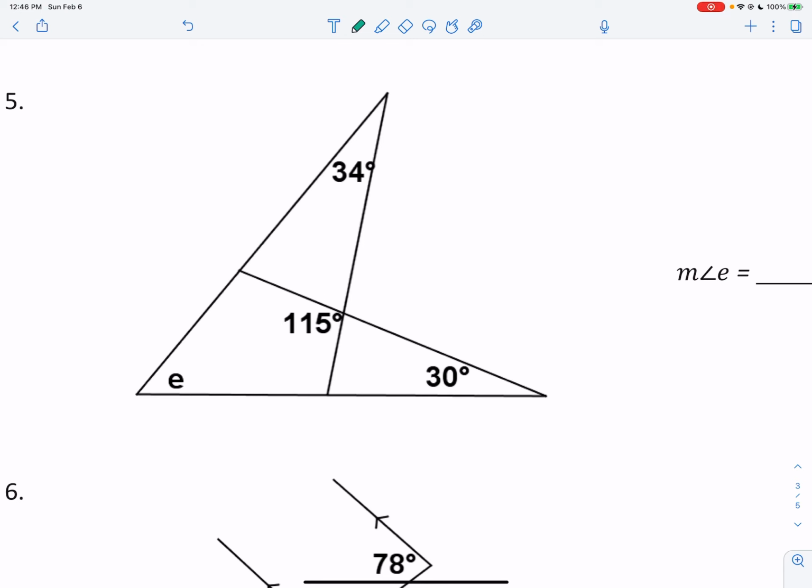So let's do that. Let's figure out using a linear pair with those two angles to figure out what this is. I'm going to call this X, I'm going to call this Y, I'm going to call this Z, just because I like doing that. You don't have to do that at all. If you can keep track of it yourself, that's fine.